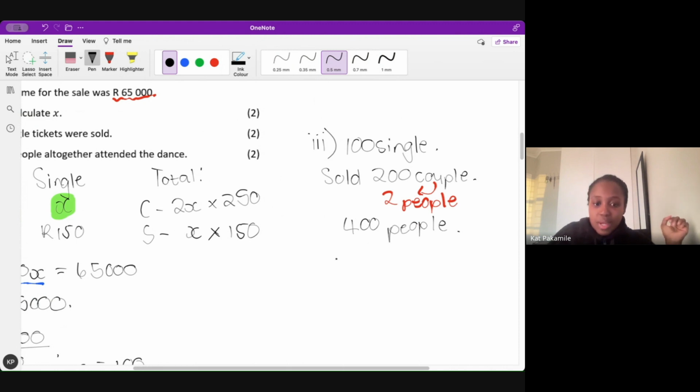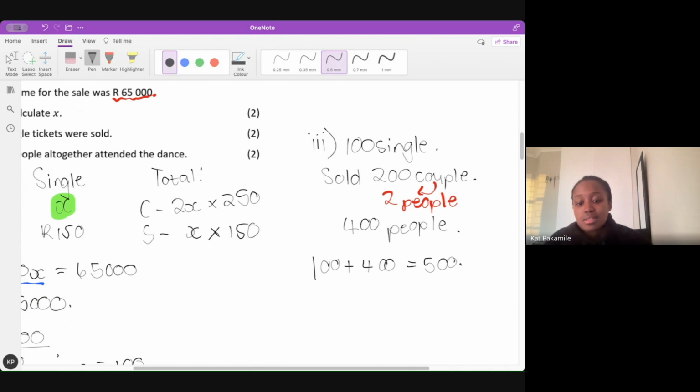So in total, we had 100 single people plus the 400 from the couples tickets, which means in total 500 people attended the dance.